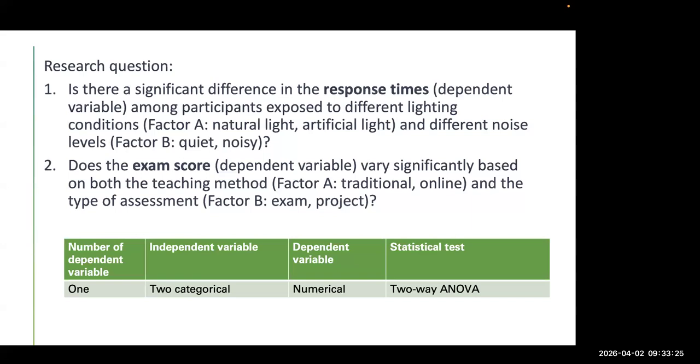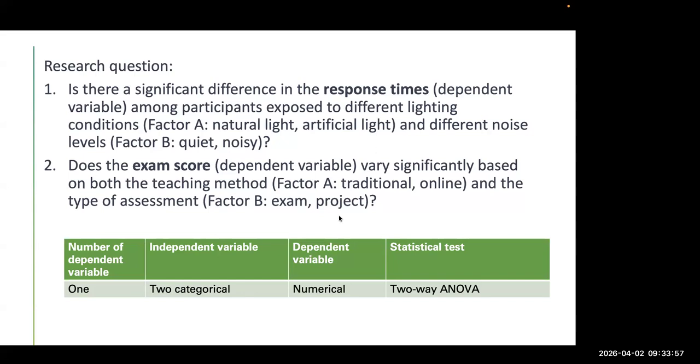Okay. Next, does the exam score, meaning the dependent variable exam score, significantly differ based on both the teaching method, either factor A, traditional and online, or the type of assessment, exam or project? So I have one dependent variable, which is the exam score, but I have two independent variables, which is factor A and factor B. So I have to use two-way ANOVA.